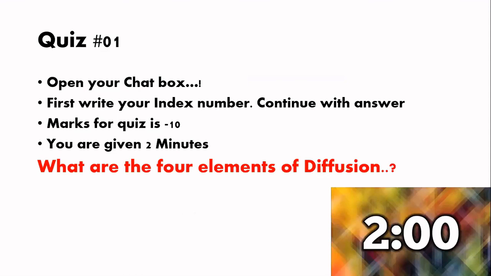Sorry, sir, I went to the chat box but I didn't get the question. What are the four elements of diffusion? The time countdown is not working, so I will count. You are given 2 minutes. Four elements of diffusion. Put all four answers with your index number. Don't put your index number alone.